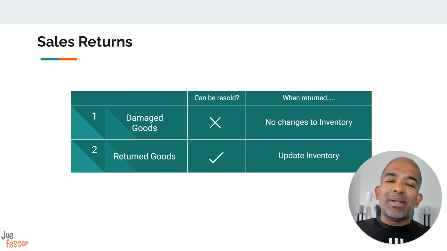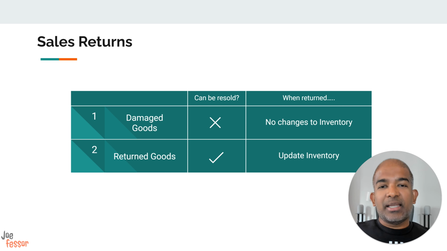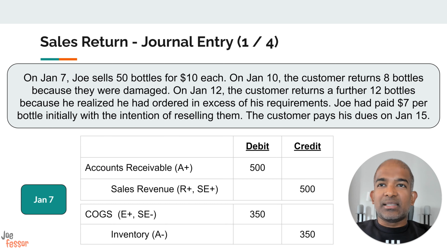If the goods were damaged, you cannot resell it. But on the other hand, if the goods were returned for any other reasons, you could put it back in your inventory and sell it again to other customers. So we'll look at how to make journal entries in either of these cases. For this, let's use an example.